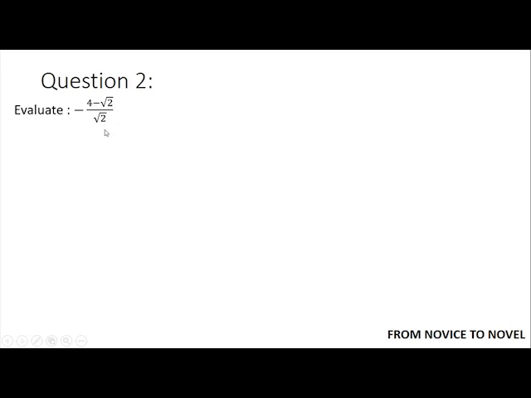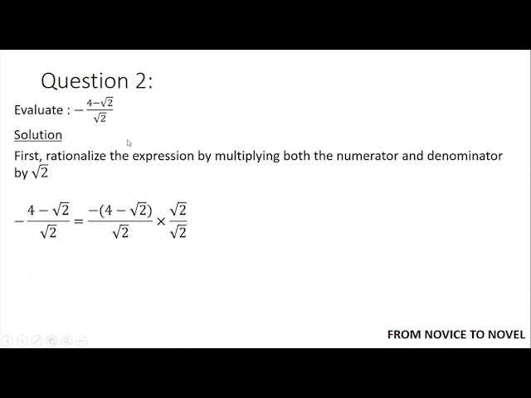And how do we do that? All we just need to do is multiply both the numerator and the denominator with root 2. And when you do that, we have something like this. Minus 4 minus root 2 divided by root 2, then will now give us this particular expression. Nothing has changed actually if you observe very well, because root 2 divided by root 2 is still the same thing as 1. So this expression has not changed from what we were given.